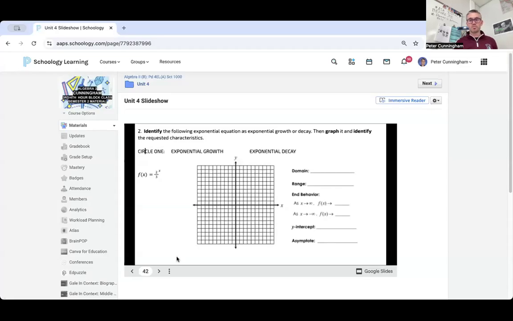A lot of this will probably have to be done in class or at least with a calculator at home, because most of these problems call for the use of a calculator.